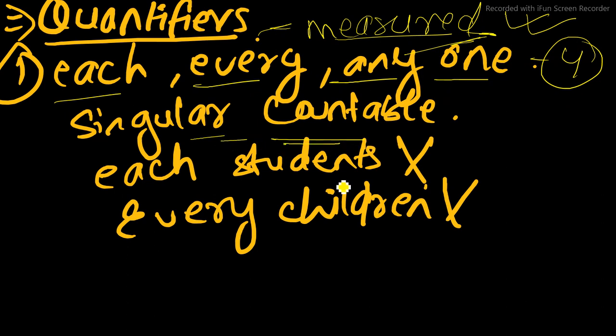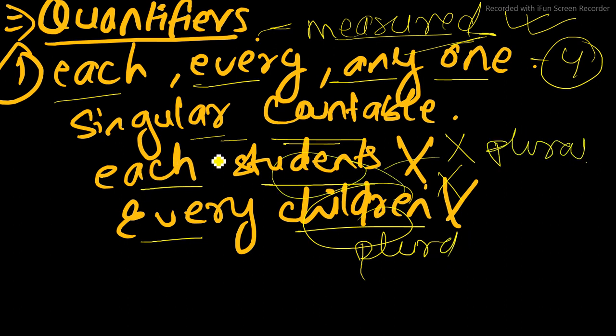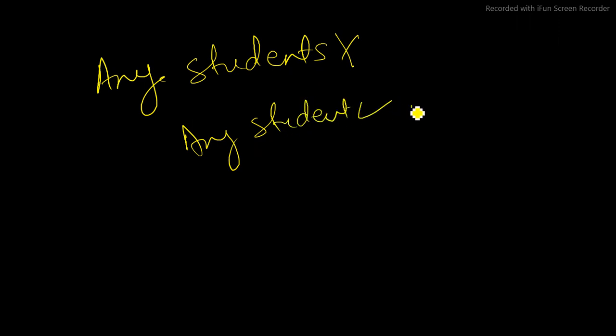Before the singular countable noun, we use each, every. So each students, every children, this is wrong. Why? Because children is the plural of child, right? Students is the plural of student, right? So each students is wrong, every children is also wrong. Let me give you one more example. Any students will also be wrong. Any student is right.